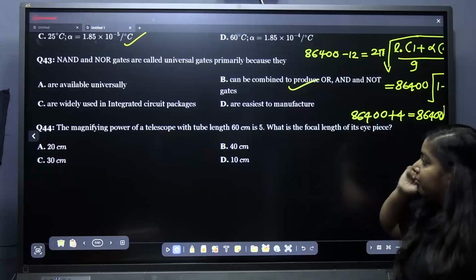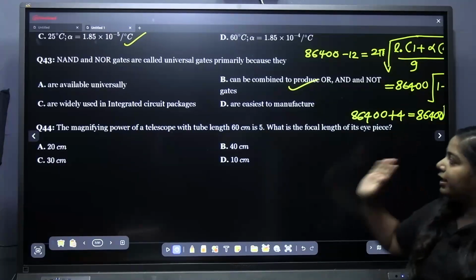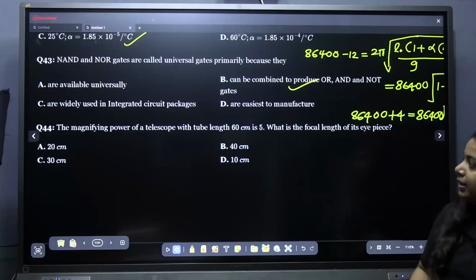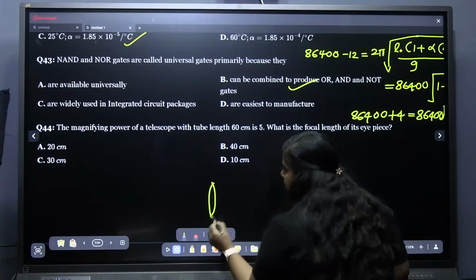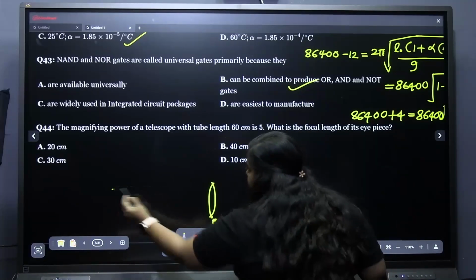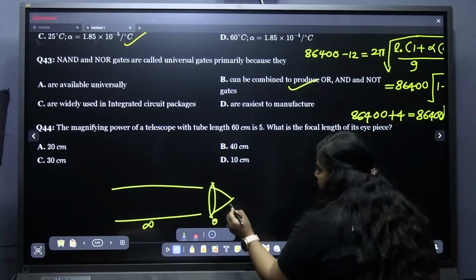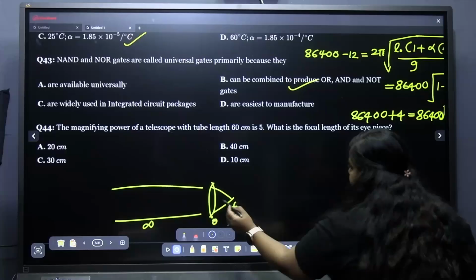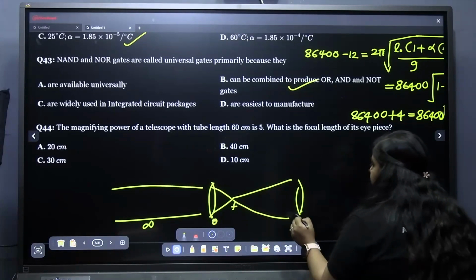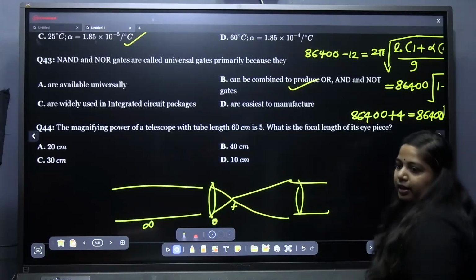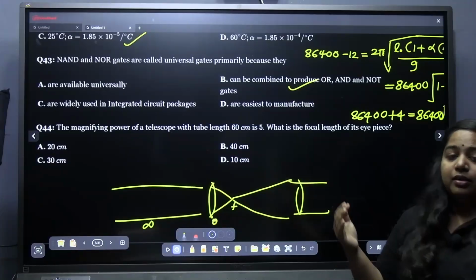Question number 44. Magnifying power of a telescope with tube length 60 cm is 5. What is the focal length of the eyepiece? So in this they are assuming that the object is at infinity. Okay, so this is the objective, and the object is at infinity, and it will form the image at its focus, right? And this is the eyepiece. This should be at infinity for all, then only we will get the proper image.